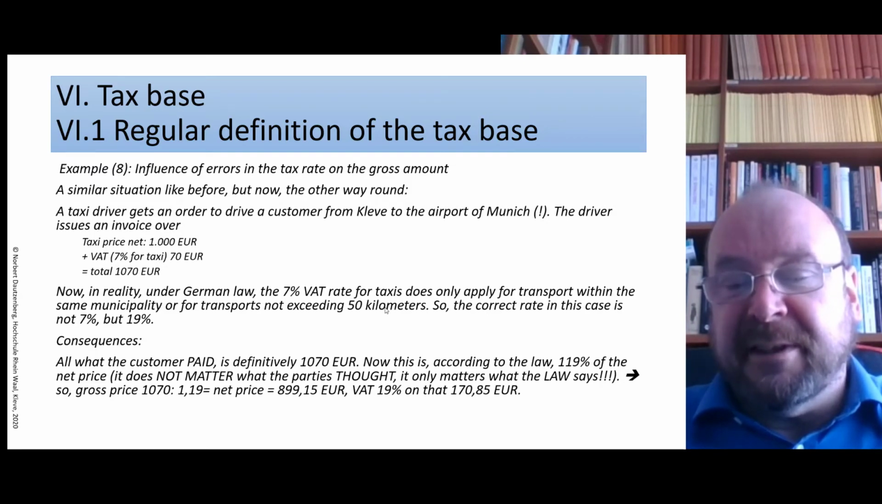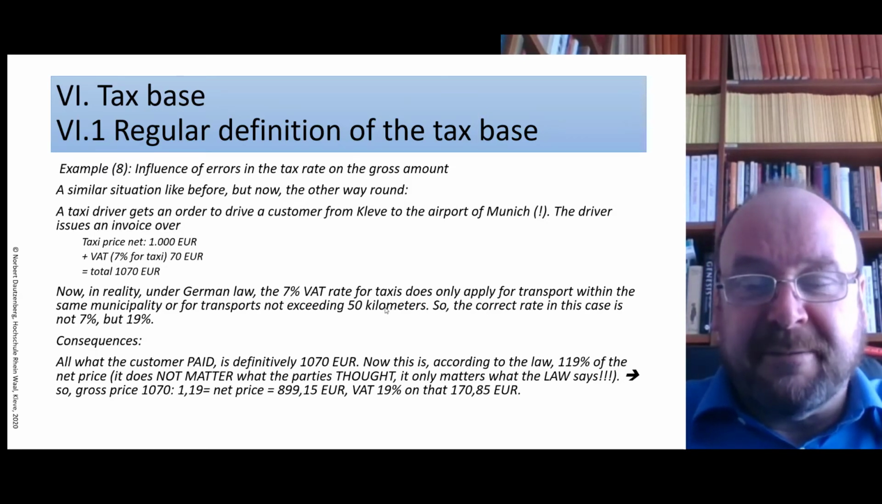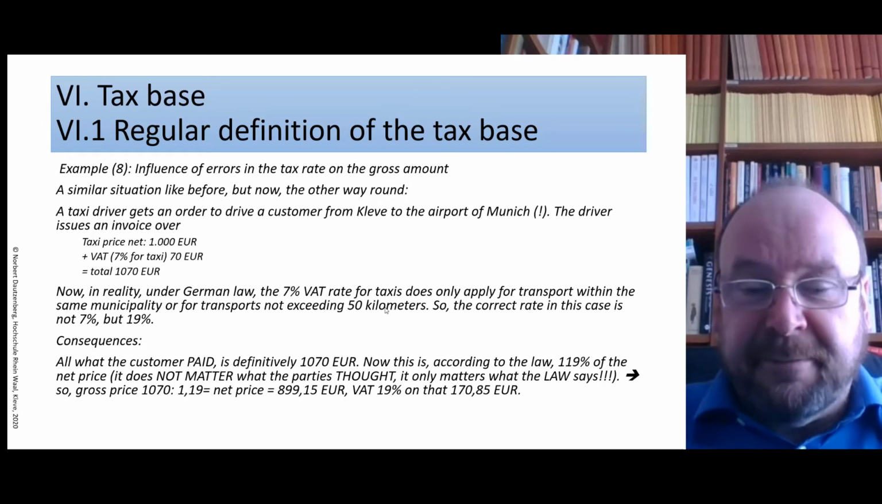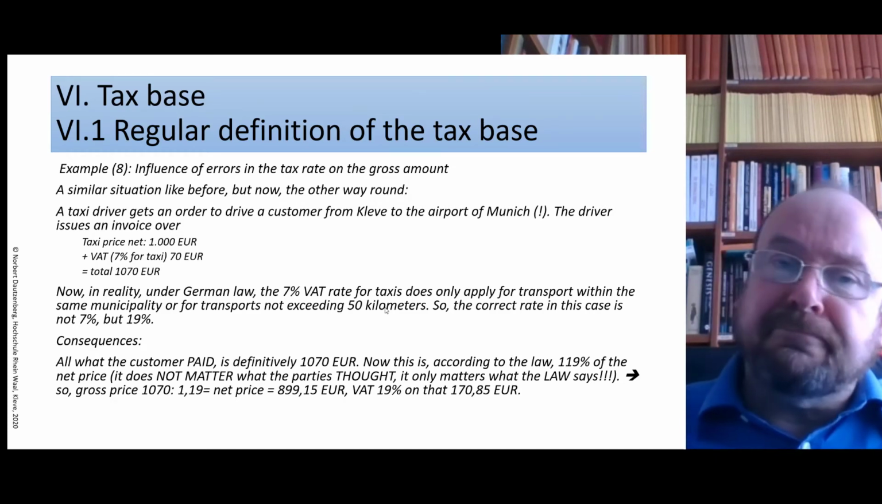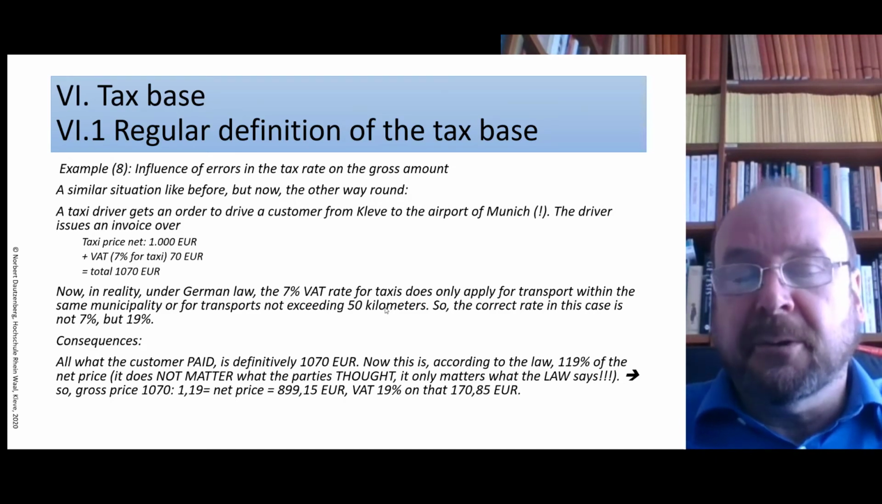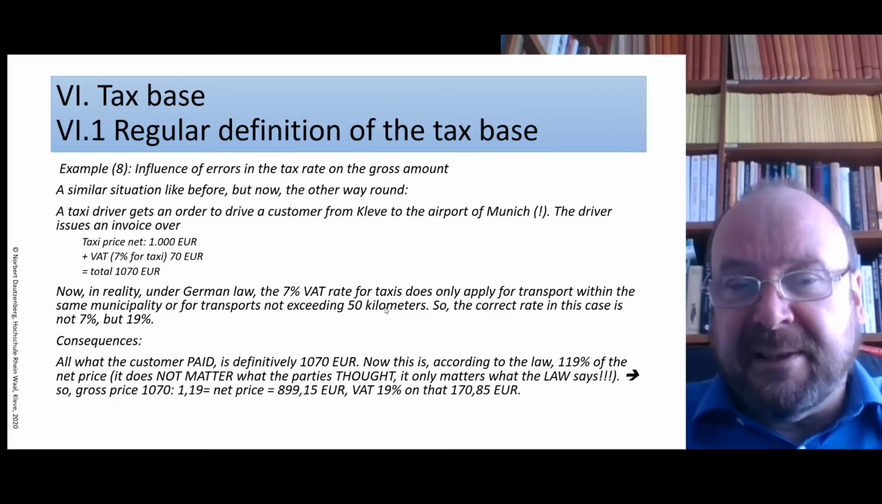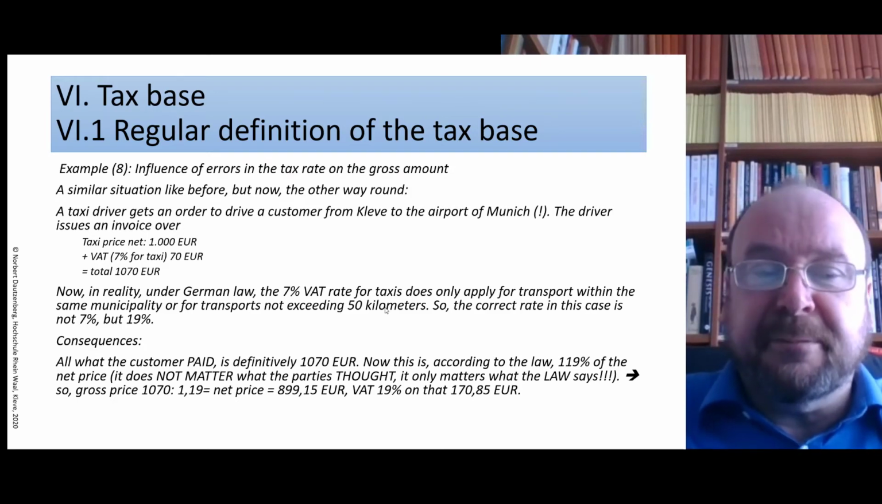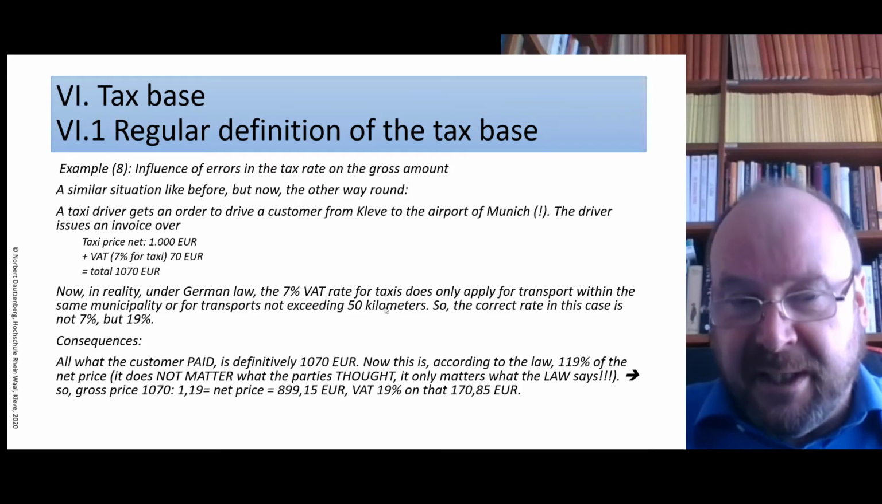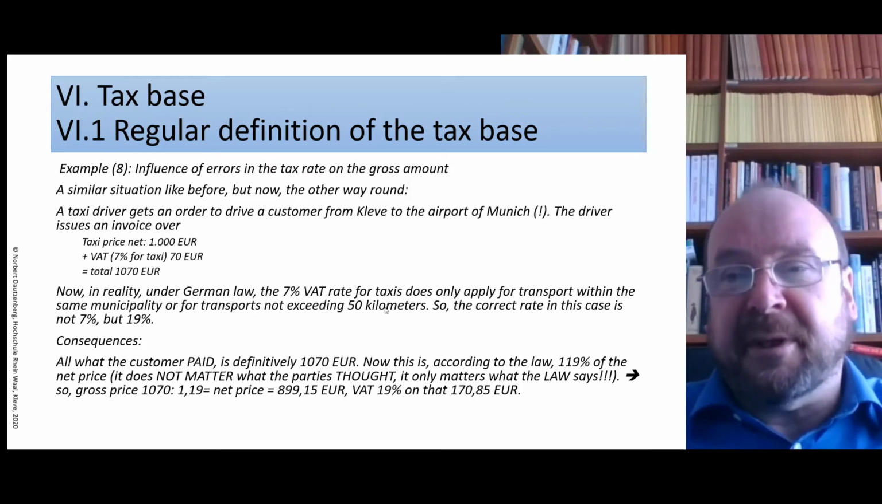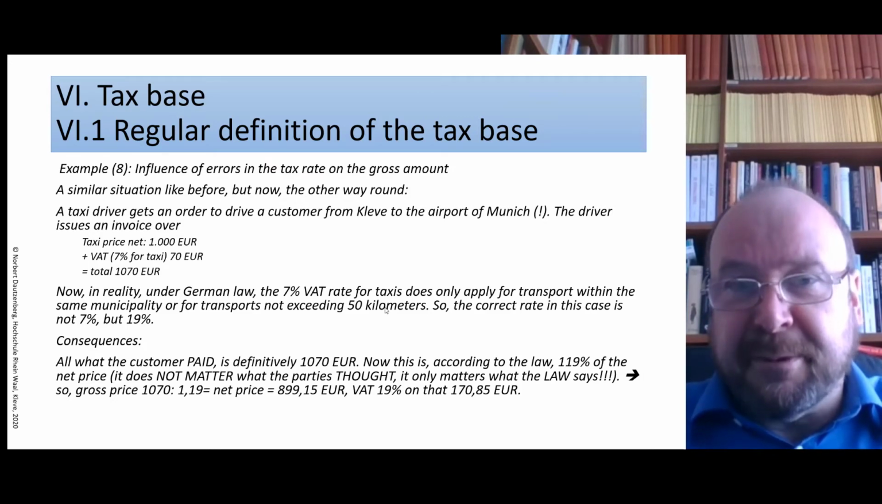899.15. The VAT amount on that would be 170.85. And so the taxi driver has to pay the full 19% out of the gross price, naturally, because you can't just say I want to pay less because I made an error in my calculation.